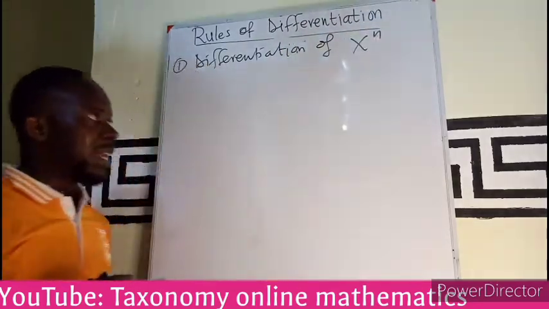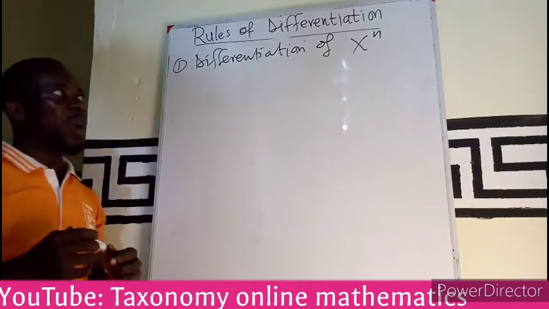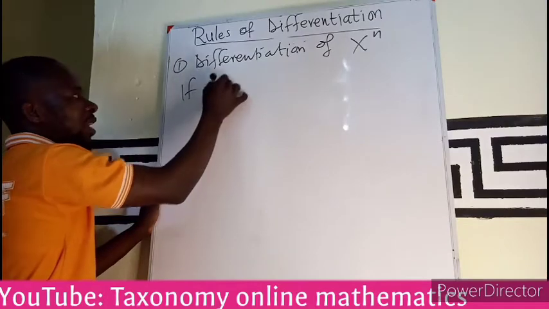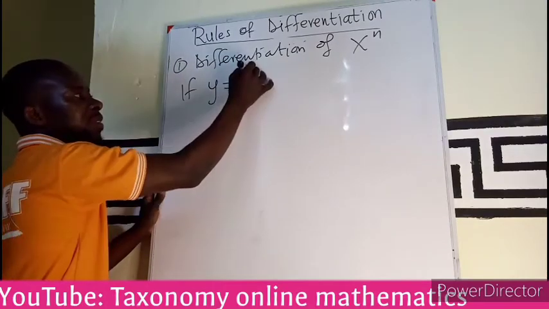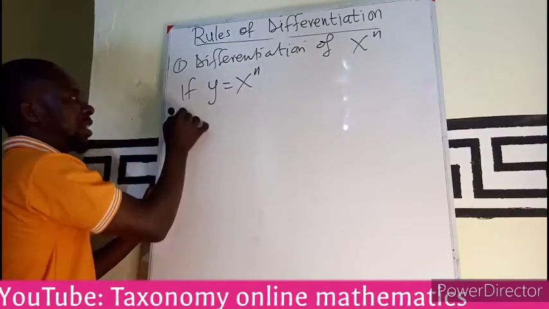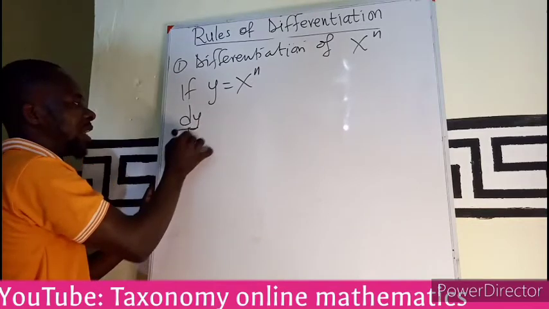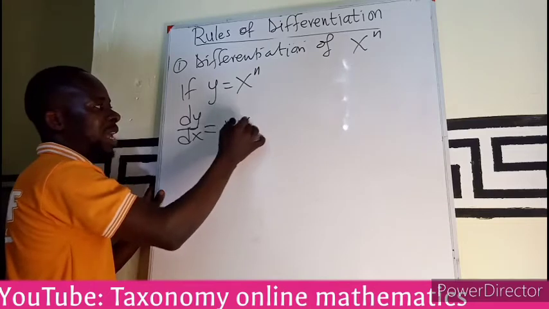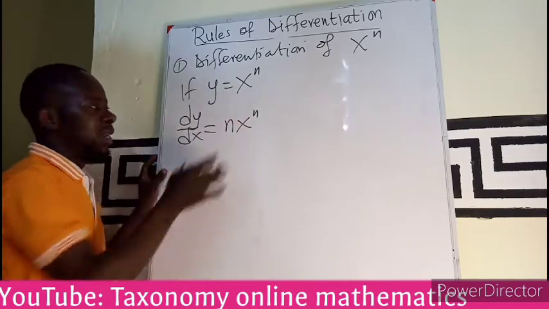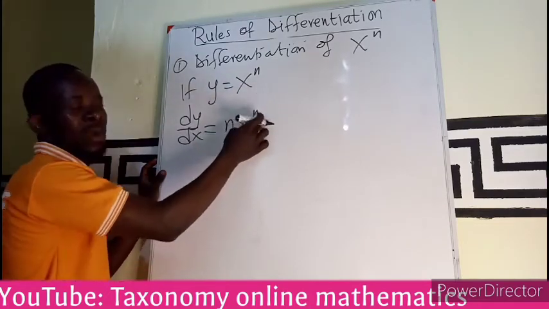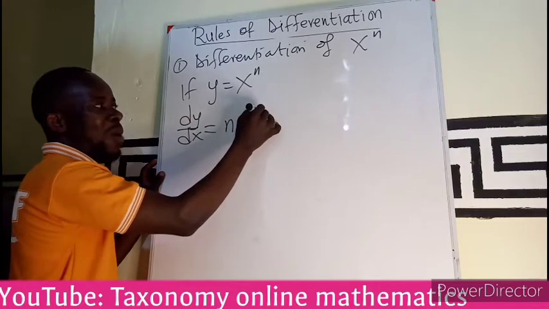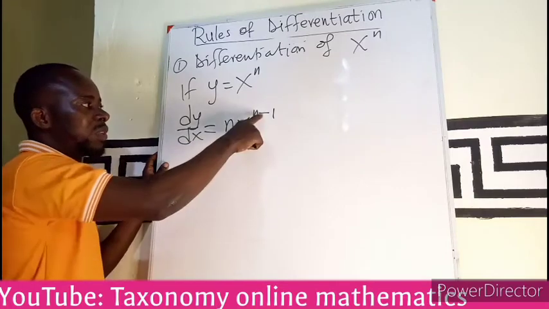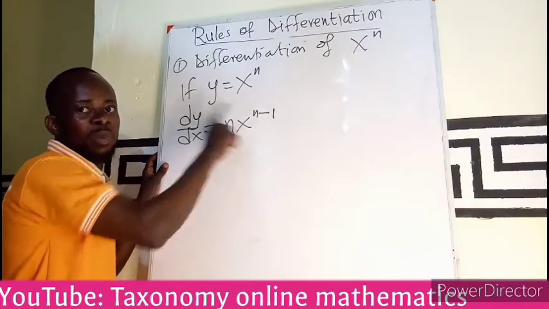If I have any function in this form where n is a constant, so if I have y equals x exponent n, then my dy dx is going to be: the exponent is coming to multiply the whole function, x exponent n. Then the power or the exponent is going to be reduced by 1. You reduce the value of the exponent by 1.